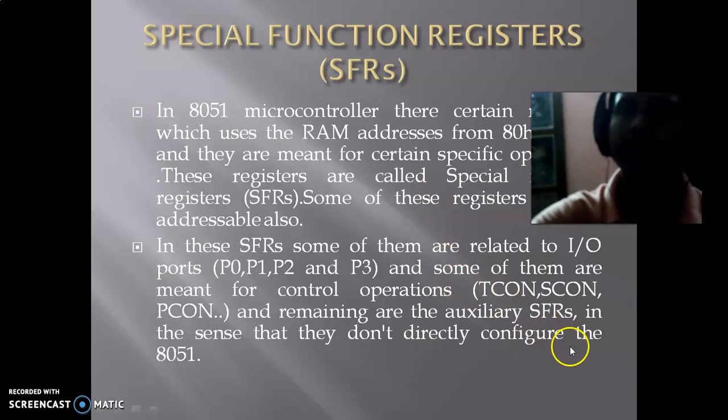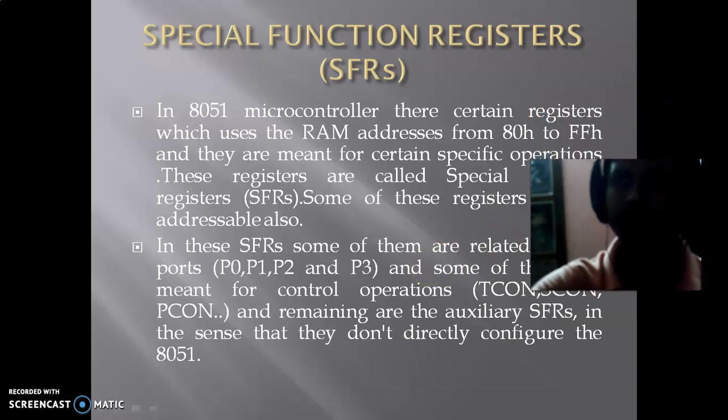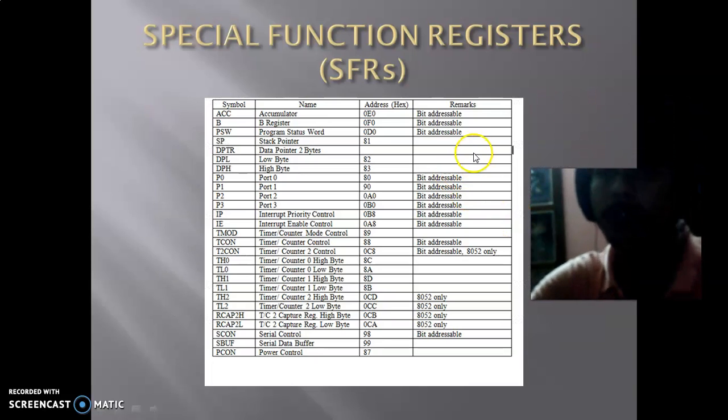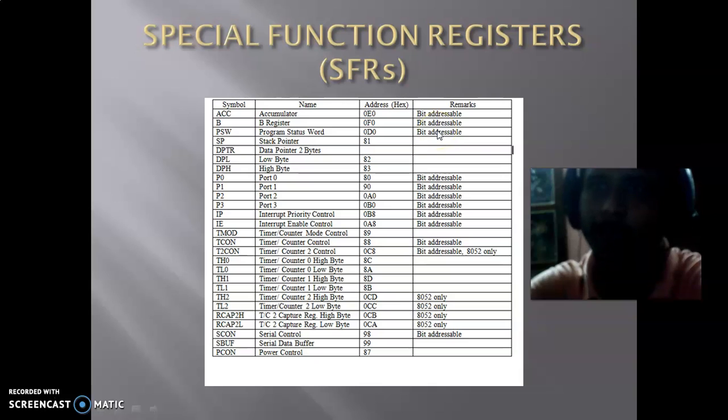And the remaining are the auxiliary SFRs, in the sense that they don't directly configure the 8051 microcontroller. So these are the special function registers. I'm just going to discuss every special function register. Here we have the accumulator, that is also a special function register, and it is bit addressable. And we have the B register, which is used for arithmetic operations like multiplication and division, and its address is 0F0. This is also bit addressable, every bit of this particular register can be accessed.